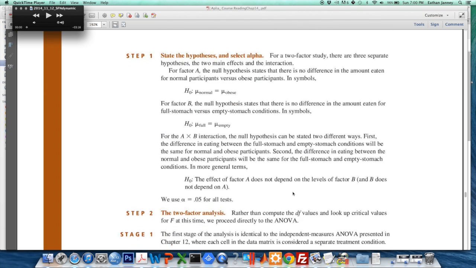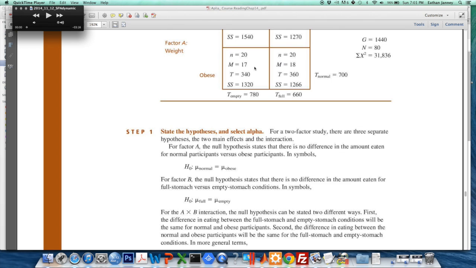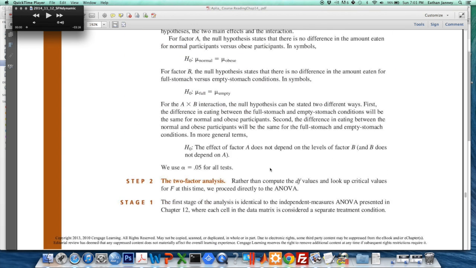So step 1, when we're doing a two-way ANOVA, is to state the hypotheses and select the alpha level. Now we have multiple hypotheses. We have 3 null hypotheses here, I want you to notice. One is just for the normal versus obese people, that the mean of the normal and the mean of the obese people are going to be the same. We also have a null hypothesis for the full versus empty stomach groups. That's basically if we're just looking at the columns in this table. Again, the population mean for full and empty should be equal.